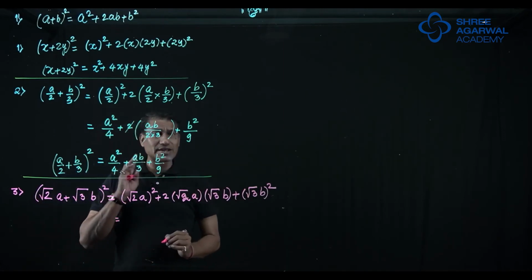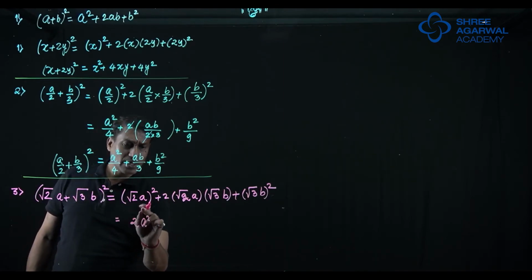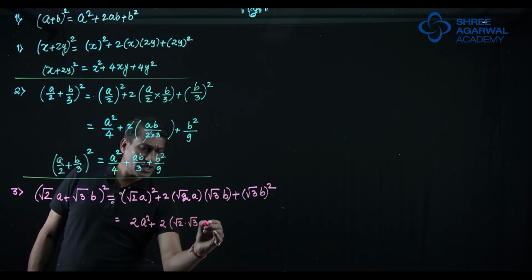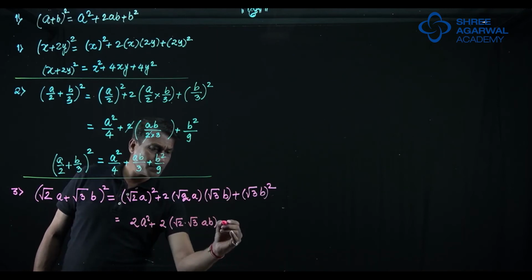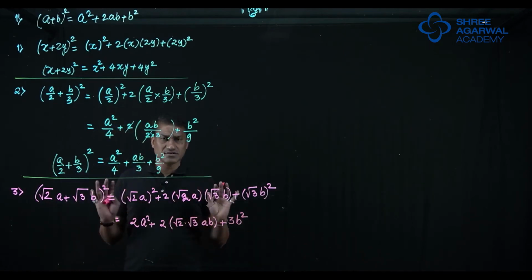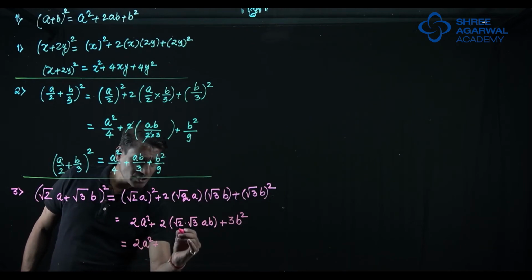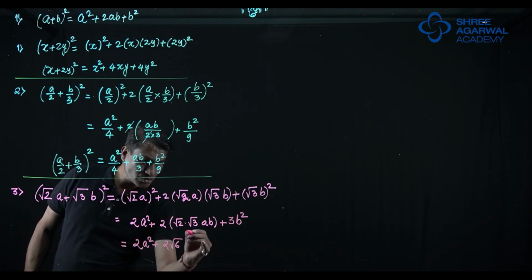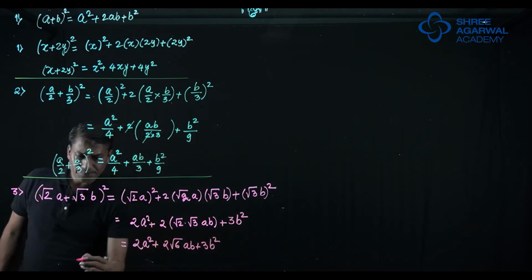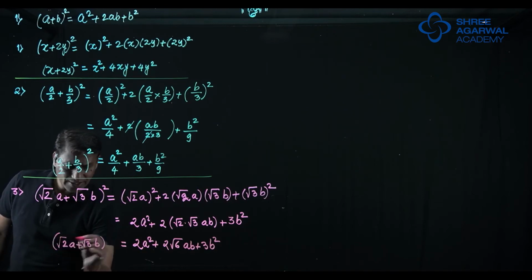You know, √2 squared is 2. It is √4 means 2. So 2a² + 2√2 into √3 ab + √3 squared is 3b². Now the last simplification step. This is 2a² + 2√6 ab, √2 √3 are √6, and this is 3b². So finally (√2a + √3b)² is this much.